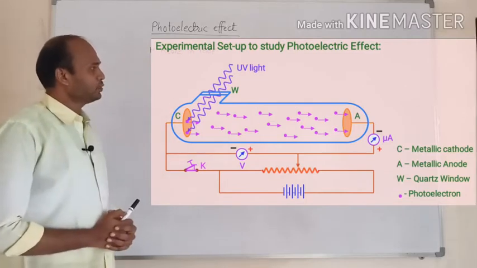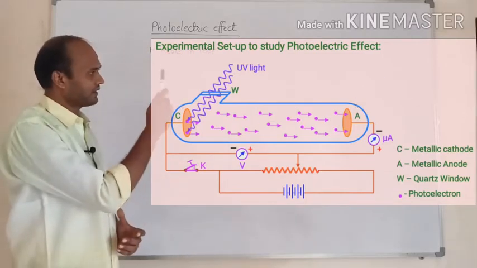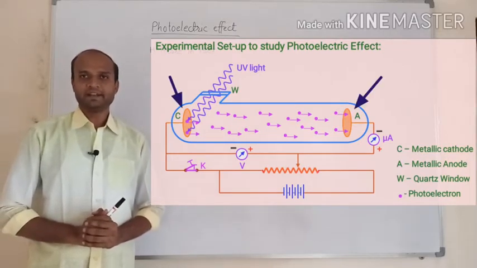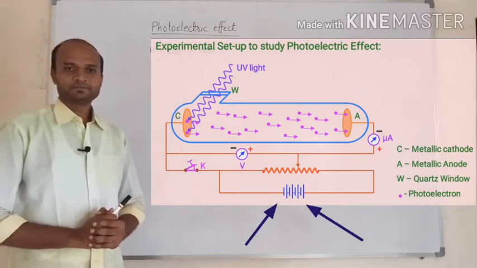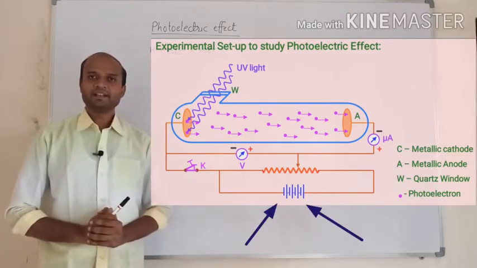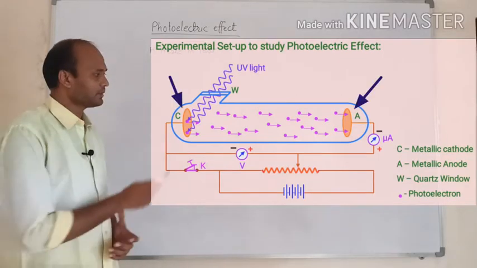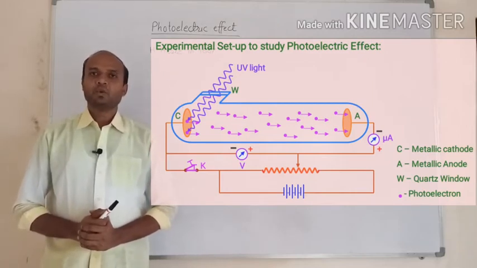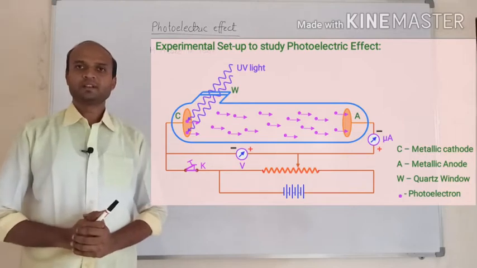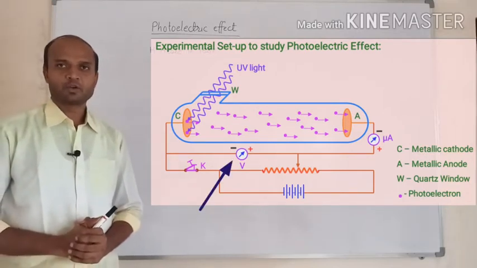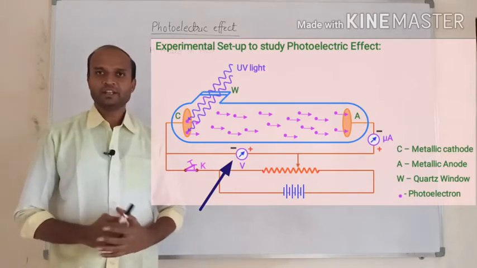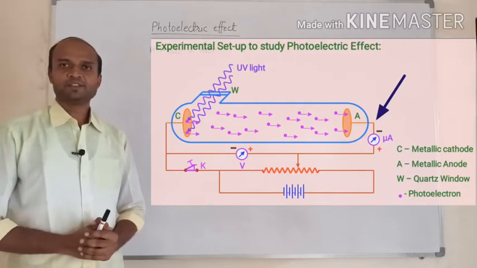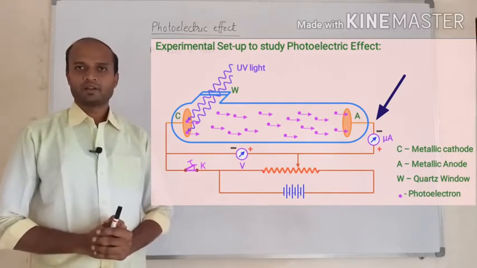Then it contains two electrodes. One is the cathode and the other is the anode, and these two electrodes are connected to a battery. Here you can see the negative terminal of the battery is connected to the cathode, while the positive terminal is connected to the anode. Then there is a voltmeter to measure the potential difference, or voltage, across these two electrodes, and there is a current meter, that is a microammeter, used to measure the photocurrent.